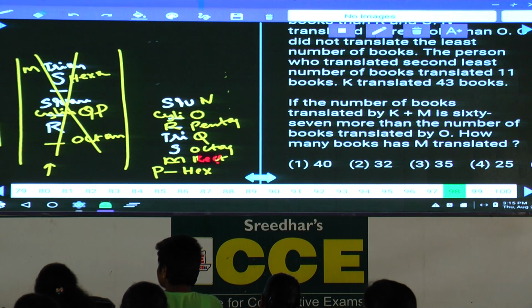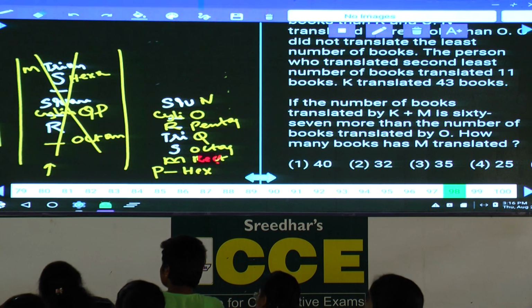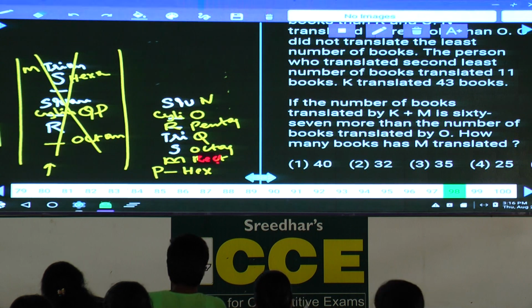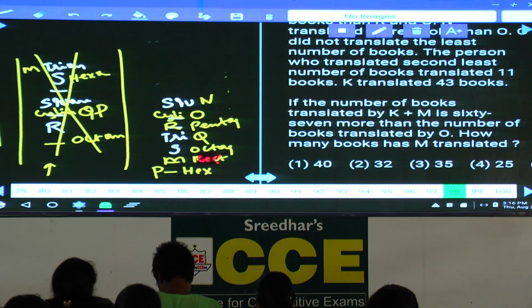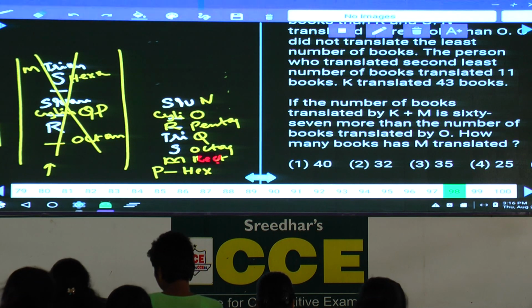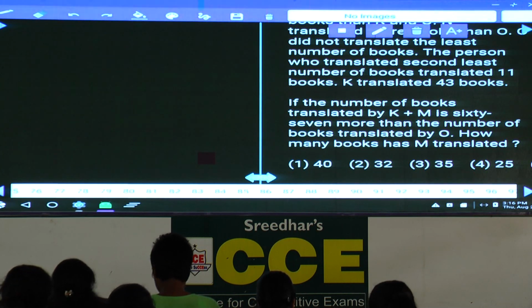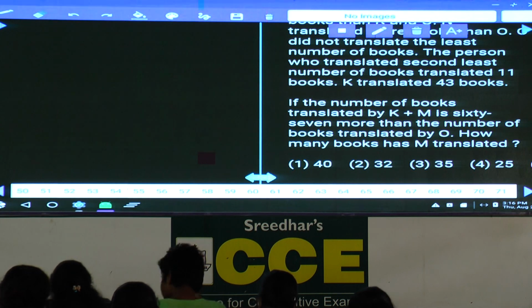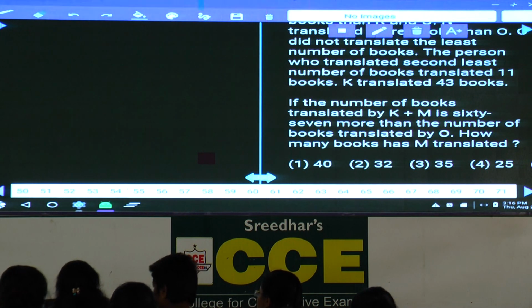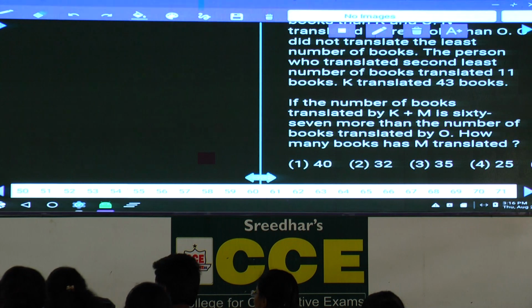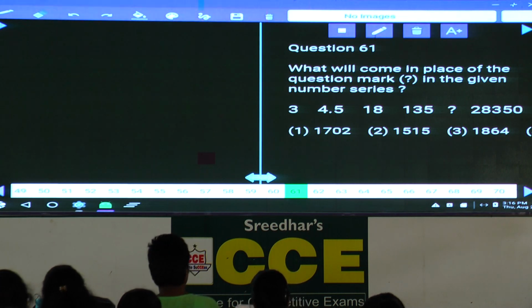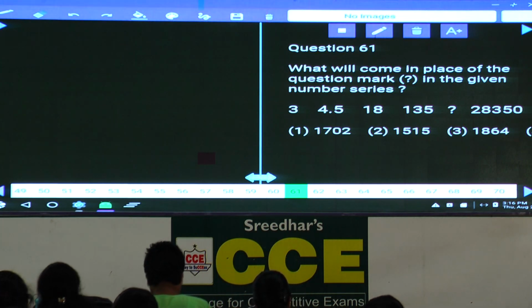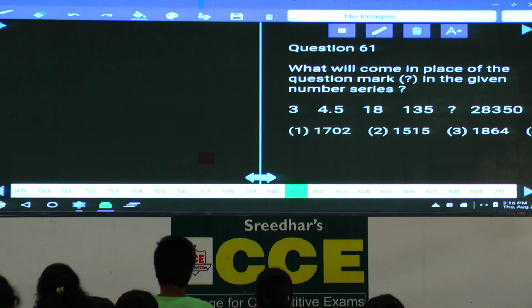Then after this, question number 61 to 65. Now this 61 to 65 comes under quant area. Okay? Now question number 61 to 65. Now starting with this one, first one 61. Any doubts in this 61 to 65? Or shall I explain all the 5?